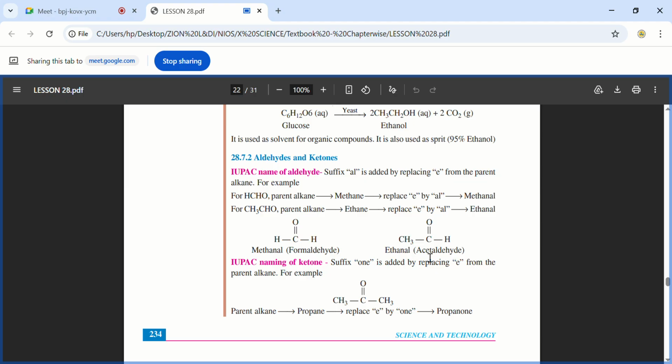The IUPAC naming for ketone: the suffix one is added by replacing e from the parent alkane. For example, the parent alkane, which is propane, has e replaced by one, which becomes propanone.